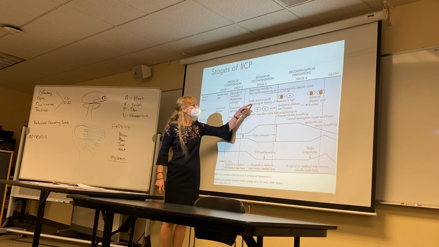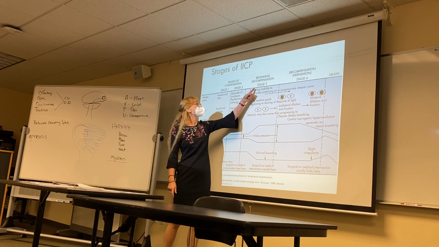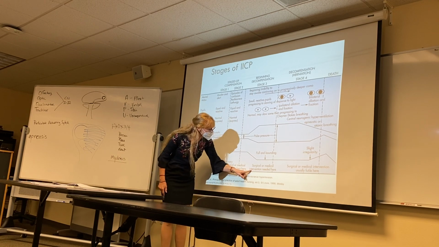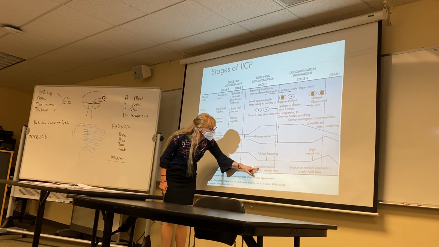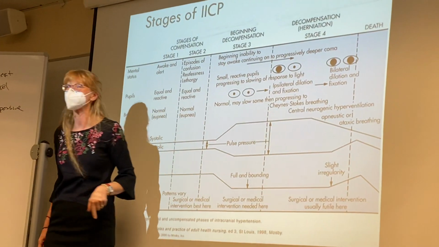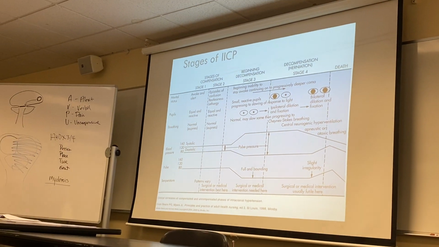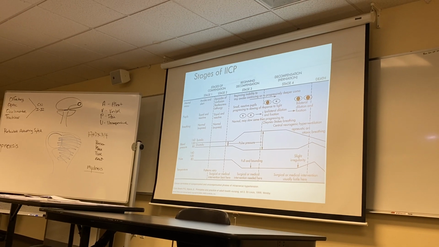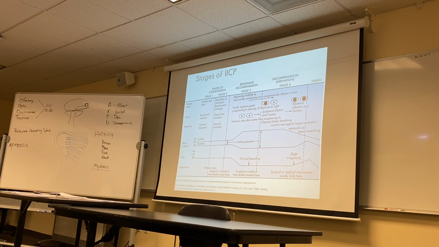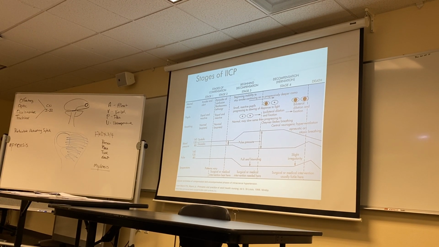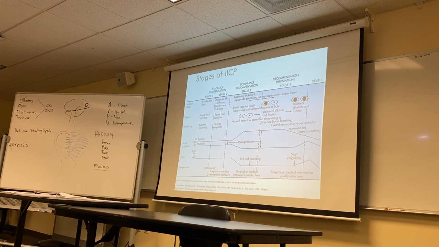And the very small print down here, if we're in stage 3, notice that what we need to do is surgical or medical intervention is needed here. So somebody needs to call the physician. We need to evacuate the hematoma, or we need to provide some IV fluid intervention to cause some fluid shift, to get fluid out of the brain.